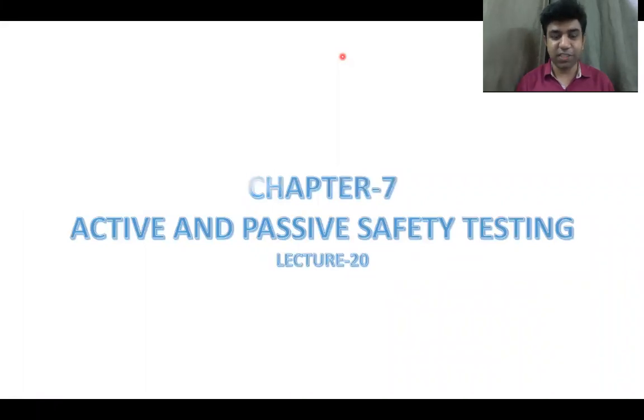Since the last two lectures, we have been discussing the 7th chapter of VTH, that is active and passive safety testing. Up till now, we had seen the comparison between these two types of safety system, that is active and passive safety system. Later on, we had started with the different kinds of active and passive safety system testing. In the last class, we had already seen the test which is related to the wheel ring. Now let us proceed further.